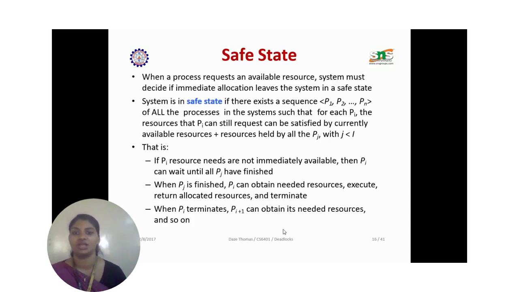Next one is safe state. When a process requests an available resource, the system must decide if immediate allocation leaves the system in a safe state or not. A system is in safe state if there exists a sequence of processes P1, P2, and so on up to Pn of all the processes in the system, such that for each Pi, the resources that Pi can still request can be satisfied by currently available resources plus resources held by all Pj with j less than i.